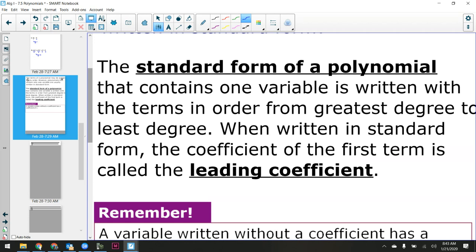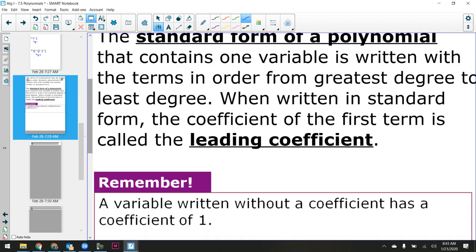Now, when it's in standard form, the number out front, the coefficient of the first term, is what's called the leading coefficient. Again, a number that we're just going to identify today. I'm not going to tell you what it means yet or how to use it yet. Trust me, you'll get there. But the leading coefficient is just the number out front. And don't forget, if there's ever a variable with no coefficient, the coefficient is just 1.